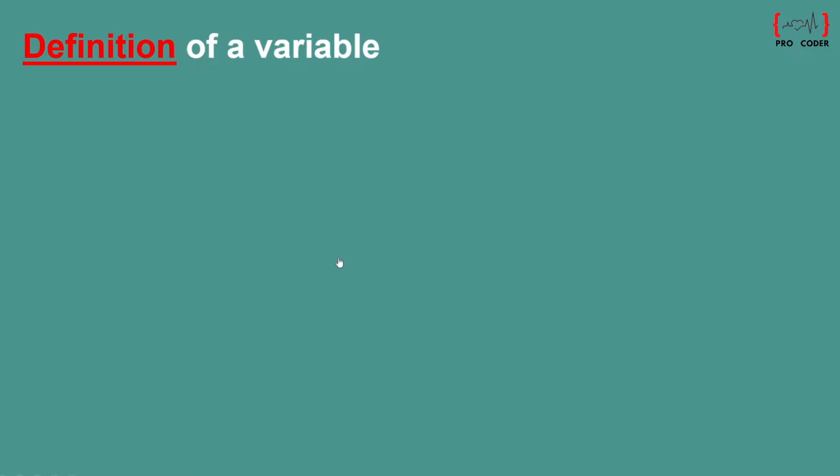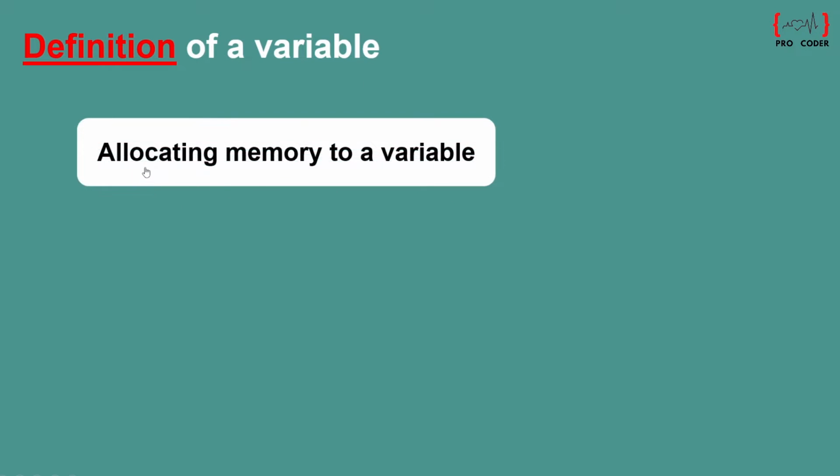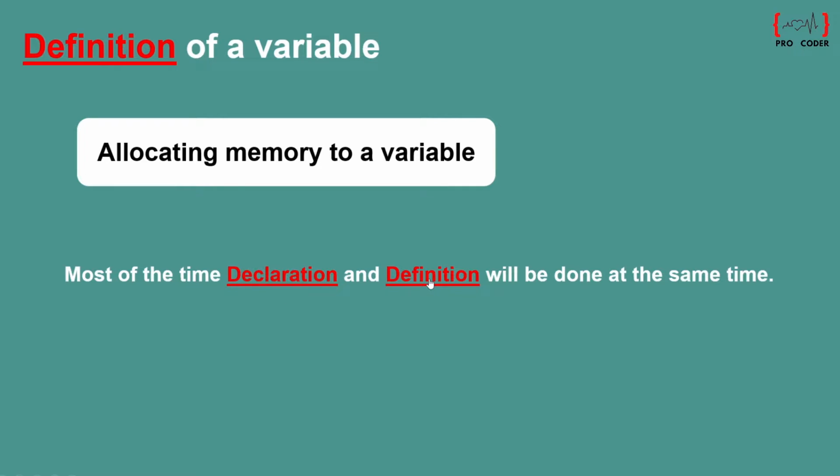There is one more term called definition of a variable, which means allocating memory to a variable. Most of the time, declaration and definition will be done at the same time, but this is not always the case. It depends on the modifiers that you mention with the variables. We will talk about modifiers later, and then we will also explain how declaration and definition are different for different modifiers. Let me give you an example of how to declare a variable.